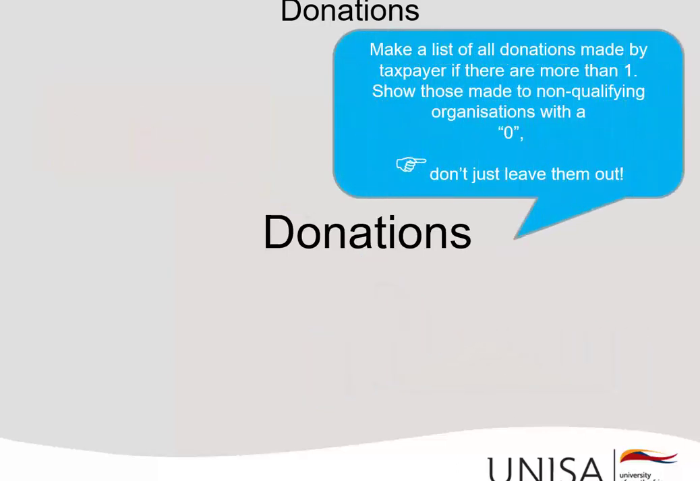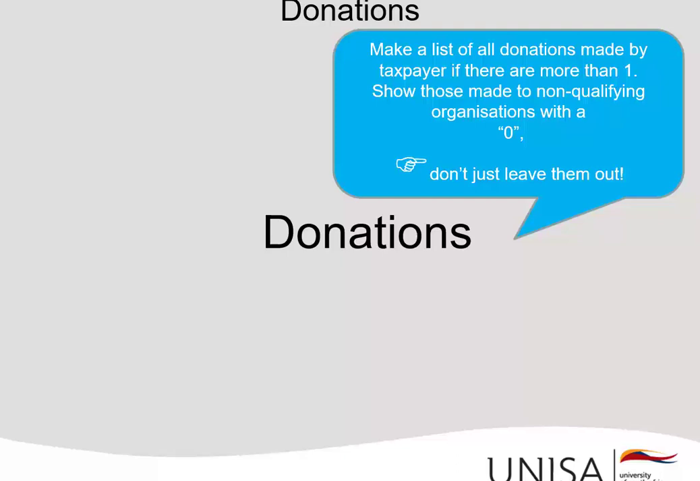So what you first have to do with the donations deduction is make a list of all the donations made by the taxpayer, if they've made more than one. And then you need to show those that are made to non-qualifying organizations, where a Section 18A receipt has not been issued, because we don't expect you to know. In fact, no one can know until they receive that 18A receipt that the organization is a qualifying organization.